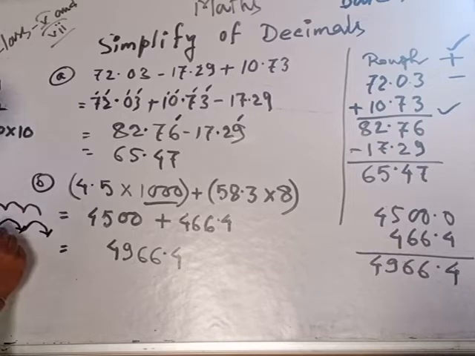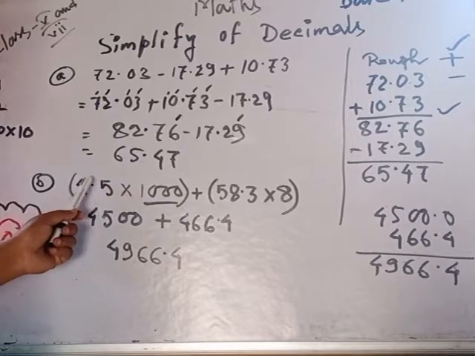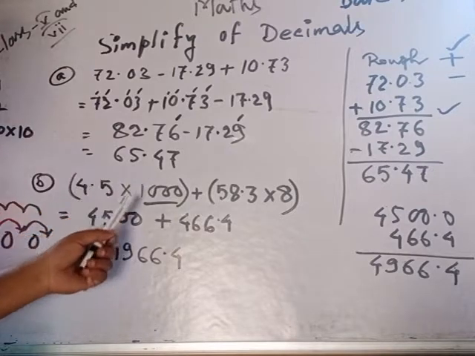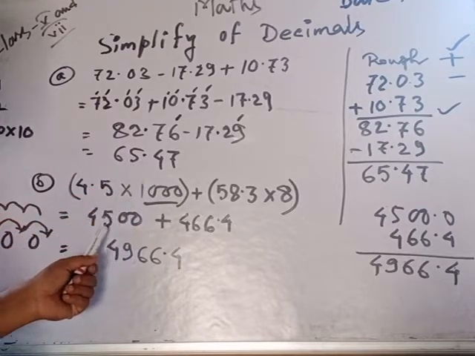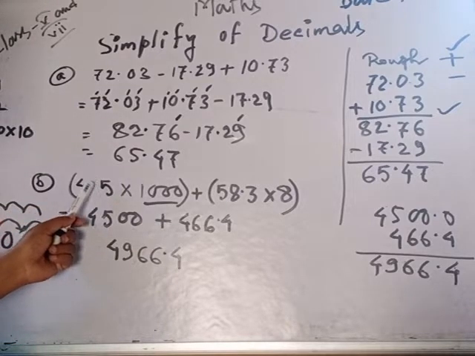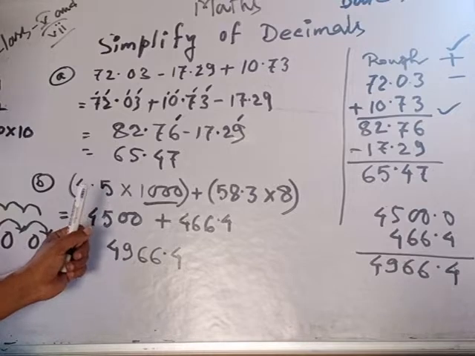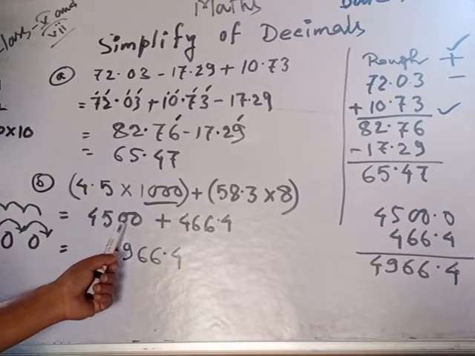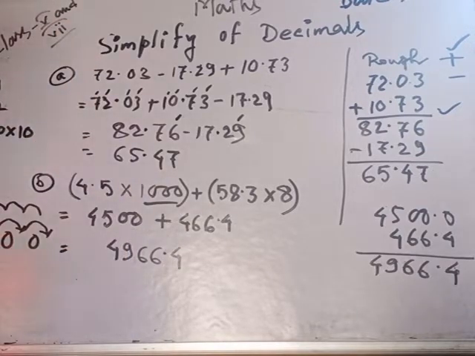That means after 1 digit it is here, after 2 digits it is here, after 3 digits it is here. That means the point goes in front of 3 digits. Already there is one digit after the point, so just two digits are left. That's why you should take two zeros. Okay.